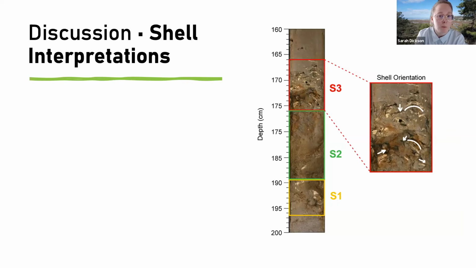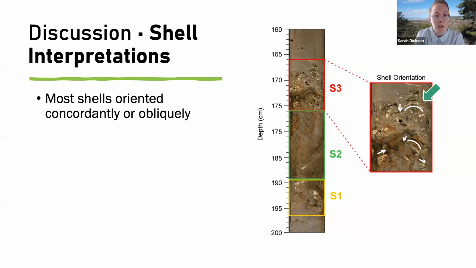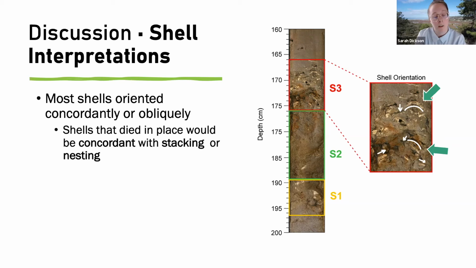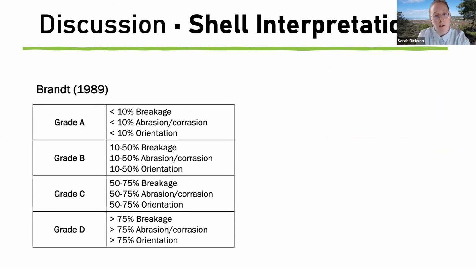As another quick reminder from the results, most shells were oriented concordantly or obliquely. If the shells were buried in a place where they died, or in situ, we would expect them to be largely concordant with stacking or nesting as well. So what we see here is some kind of middle ground. Per the taphonomic grading system of Brandt, significant breakage would indicate intense transport and reworking, but light abrasion and oblique orientation suggest minimal transport and rapid burial. Given that a fair amount of breakage could have occurred during the coring process, we value abrasion and orientation more.